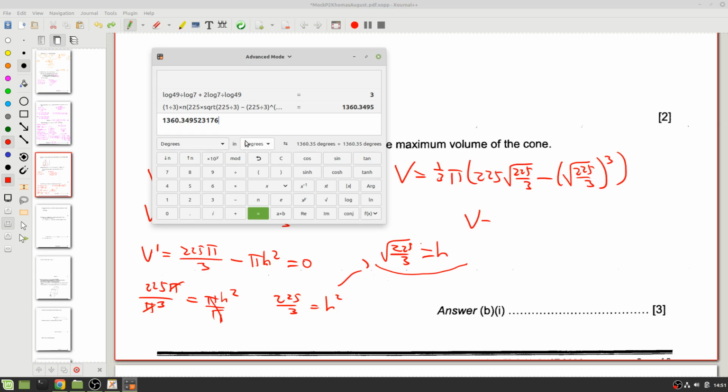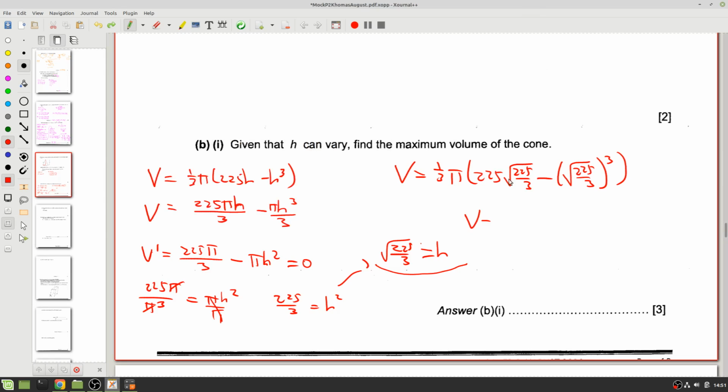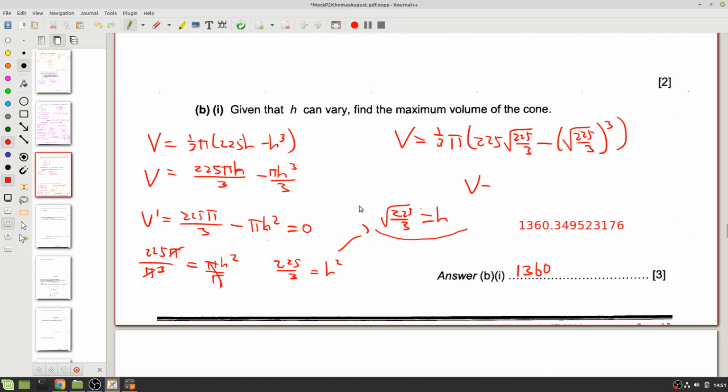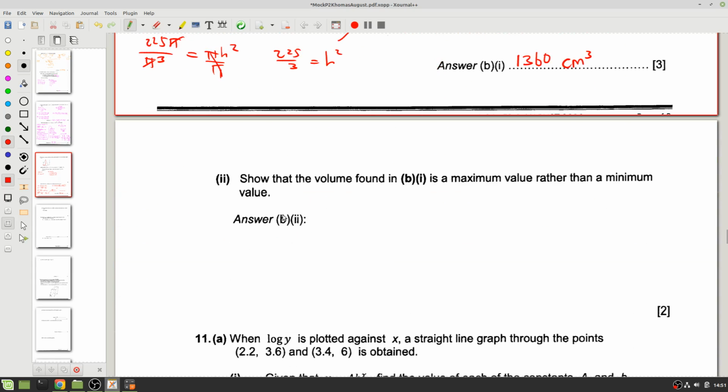Okay, and then we get that answer. So that is the maximum volume. So let me just copy that and paste it here. And then we want to round that off to 3 significant figures. So that'll be 1360. Okay, and what do we have here? We've got centimeters cubed. So we want to write down our units as well. Centimeters cubed. Perfect.